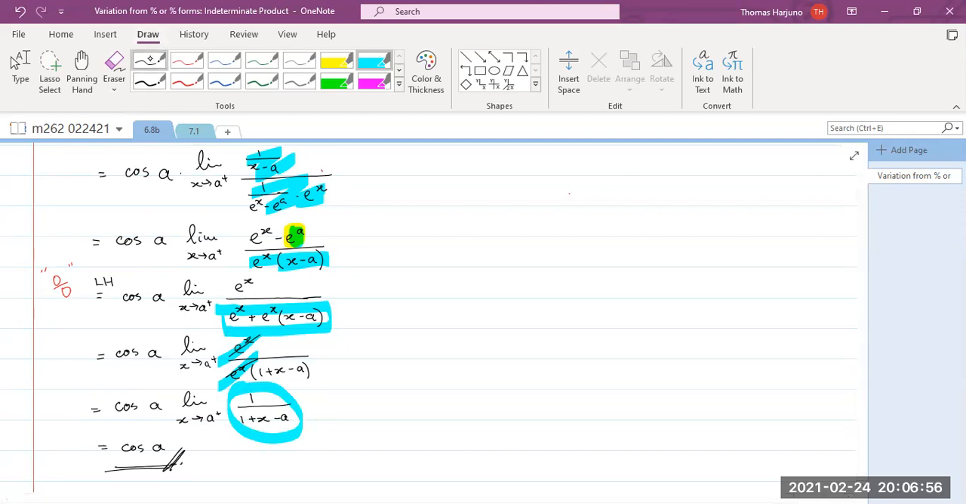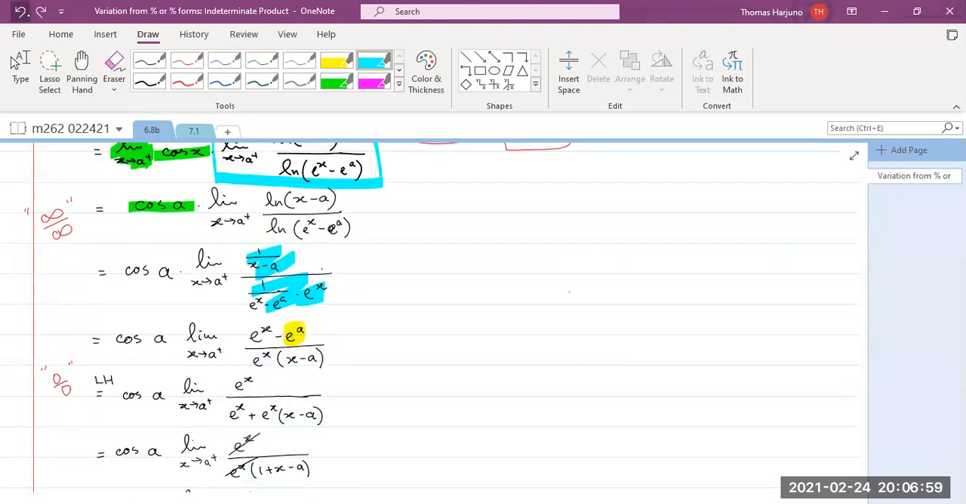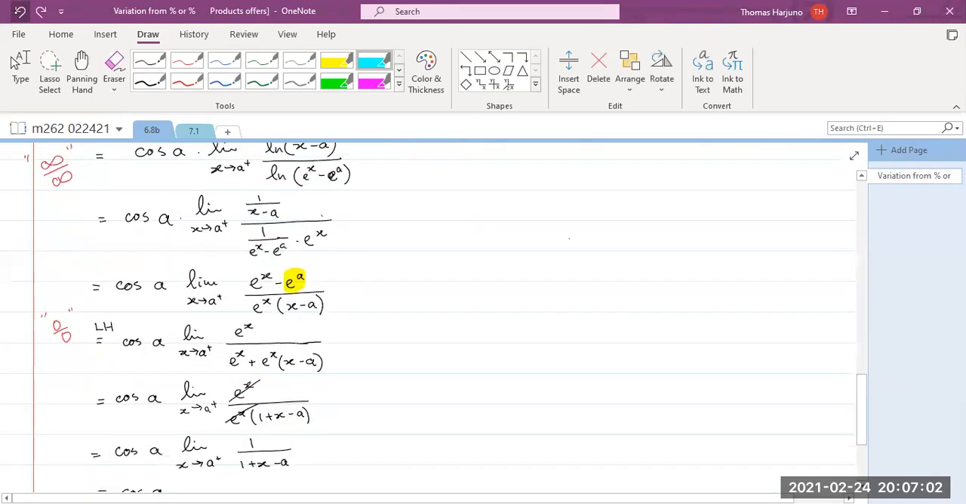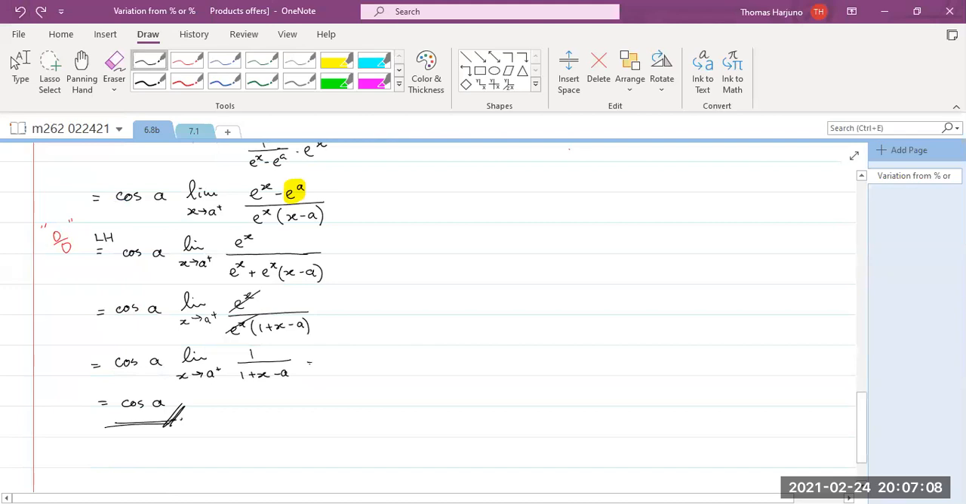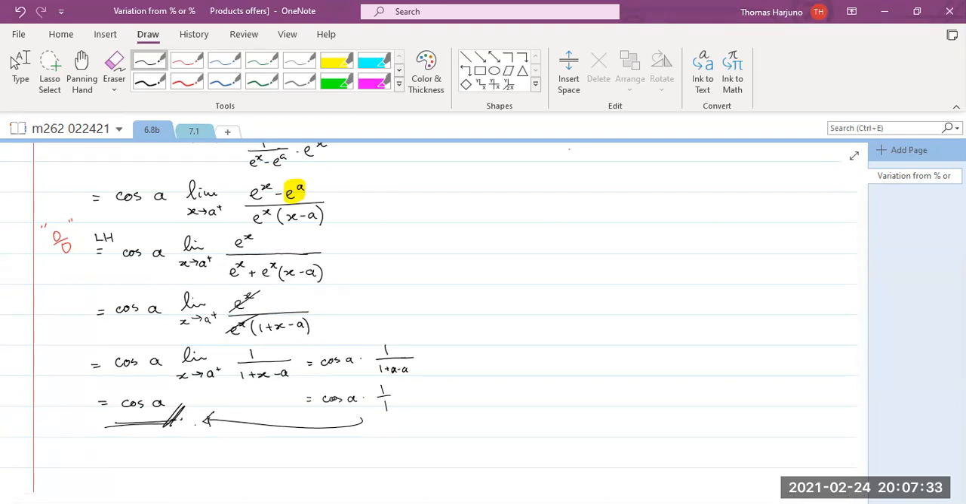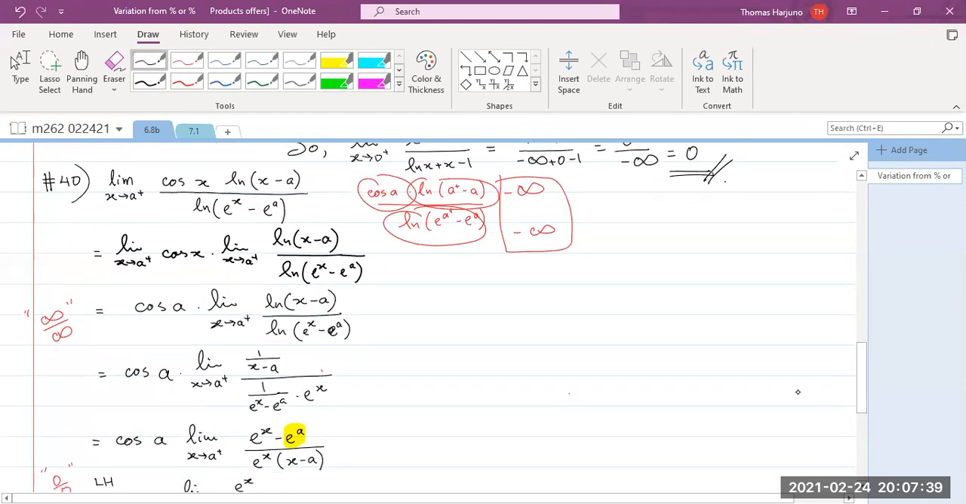So I think I want to write it this way before I get that final answer. Let me write this. This is equal to cosine a times 1 over 1 plus a minus a, like that. Okay, which is cosine a times 1 over 1, which gives me that. That's number 40.